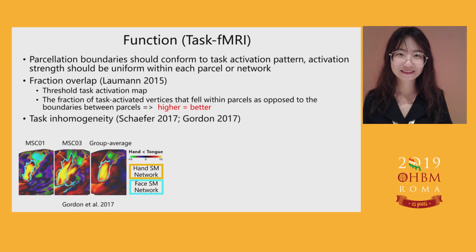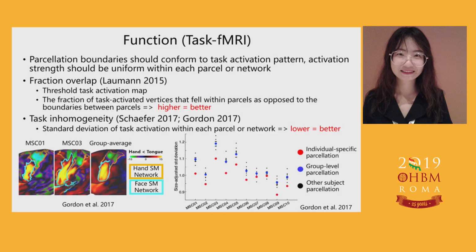However, this metric is very sensitive to the threshold level. Therefore, normally users have to compute the fraction overlap with different thresholds. To avoid thresholding, there is another way to evaluate the function. It's called task inhomogeneity. The task inhomogeneity is defined as the standard deviation of task activation within each parcel or network. So lower task inhomogeneity means that the task activation strength within a parcel is more uniform.